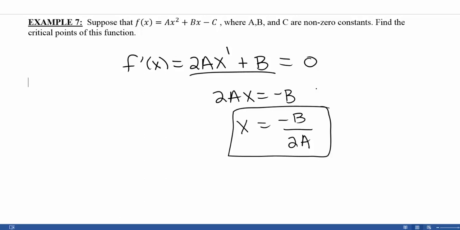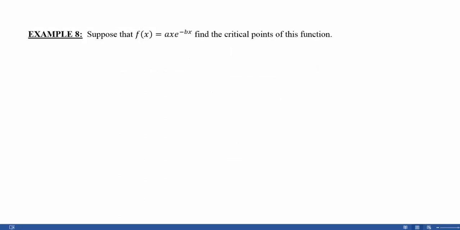Let's look at one more example. Example 8. Suppose that f of x equals ax e to the negative bx. Find the critical point of this function. So again, x here is going to be my independent variable, which means that a and b are constants. And so what I want to do again is find the first derivative of this function and see where it equals 0 or is undefined.